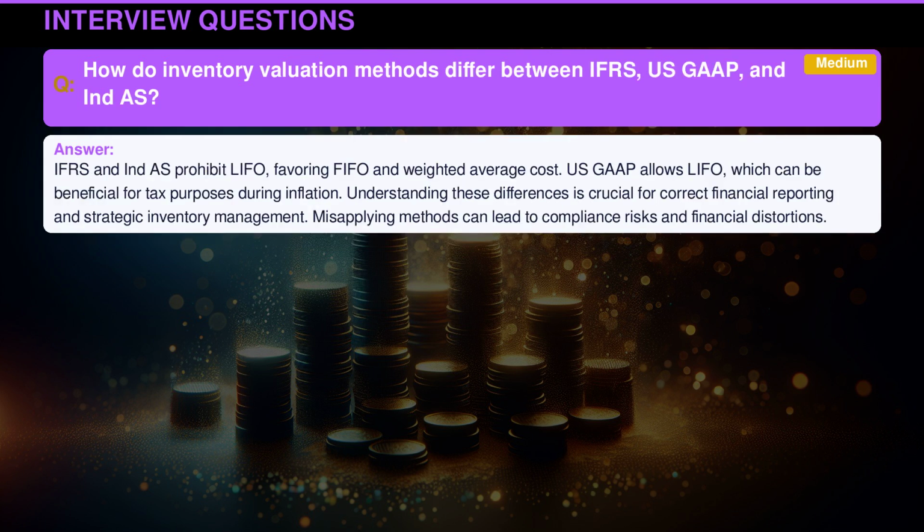International Financial Reporting Standards and Indian Accounting Standard prohibit LIFO, favoring FIFO and weighted average cost. U.S. generally accepted accounting principles allows LIFO, which can be beneficial for tax purposes during inflation. Understanding these differences is crucial for correct financial reporting and strategic inventory management. Misapplying methods can lead to compliance risks and financial distortions.